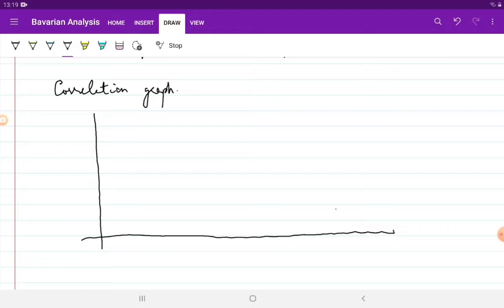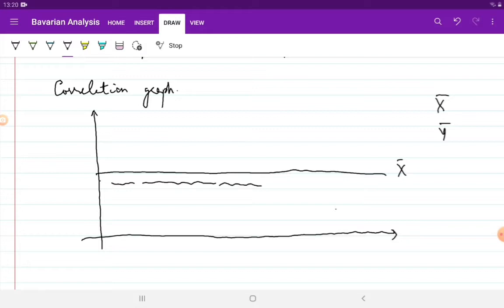So if you have the two variables x and y, calculate the mean value of x and the mean value of y. Choose your axis such that the parallel lines corresponding to x bar and y bar are as close to each other as possible. Choose your units of the axis such that the parallel lines representing the two average values are as close to each other as possible. And now plot.